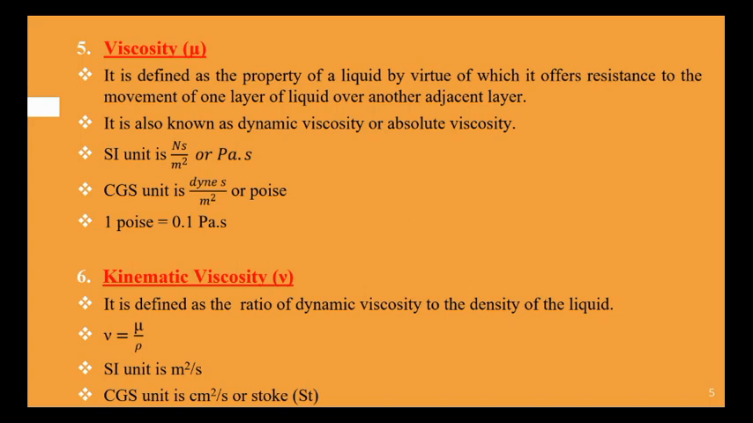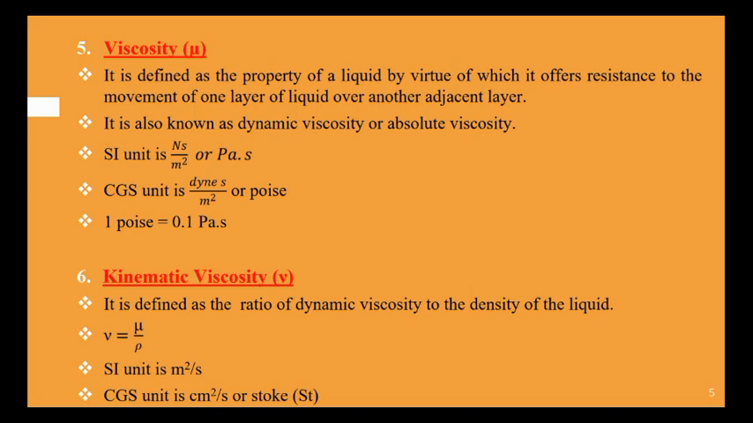Both its SI and CGS units are very important. SI unit is Newton second per meter square or Pascal second. CGS unit is Dyne second per centimeter square or poise. The conversion equation is 1 poise equal to 0.1 Pascal second. It is also very important.